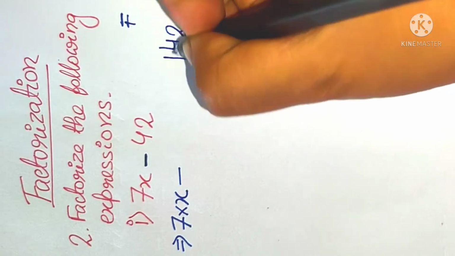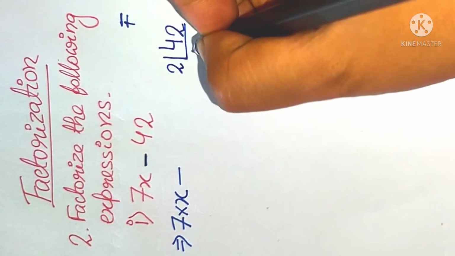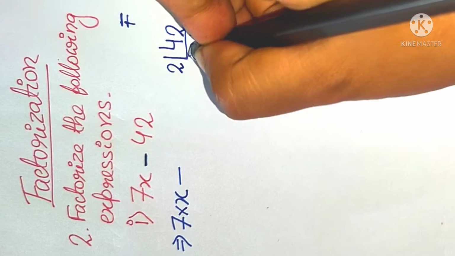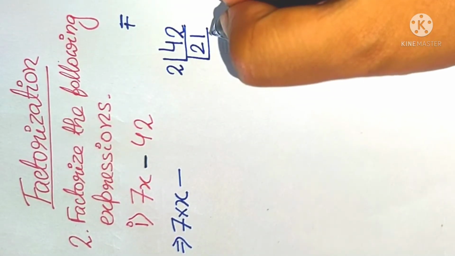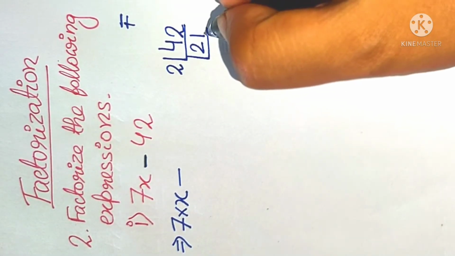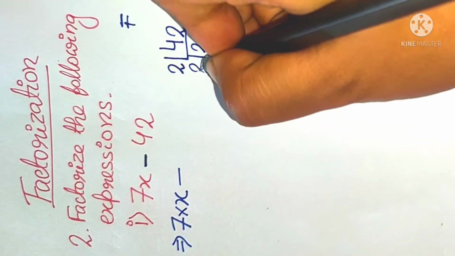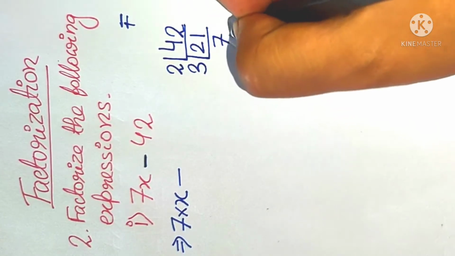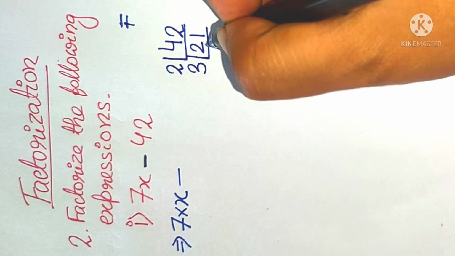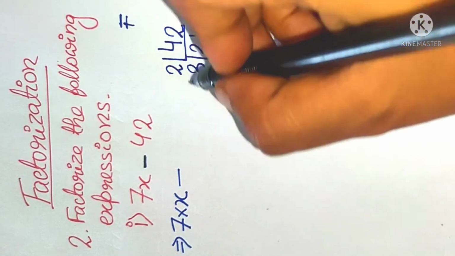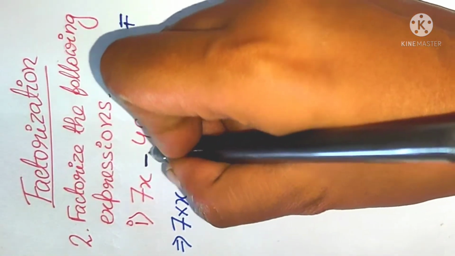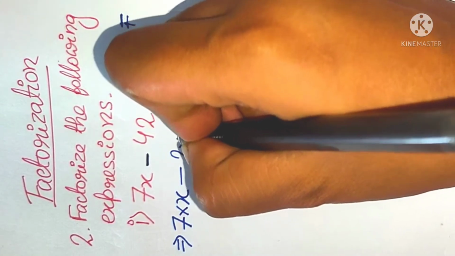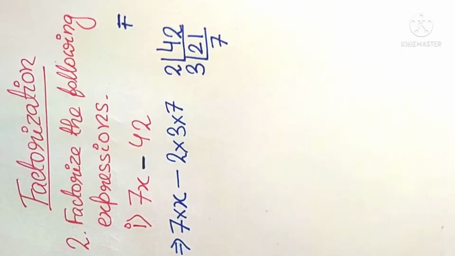If we divide 42 by 2, that is the smallest prime number, we will get 21. 21 2s are 42. Now 21 is no more divisible by 2 as it is an odd number, so let us divide it by 3, that is the next prime number. 3 into 7 is 21. As we are getting 7 which is a prime number, we are going to stop here. So you can write 42 as 2 into 3 into 7. So in place of this 42, we will write 2 into 3 into 7. So here the first task will be finding out the prime factorization of the given constant.